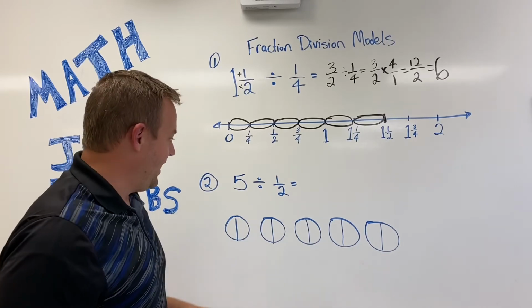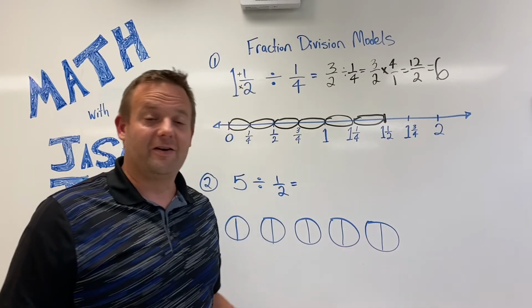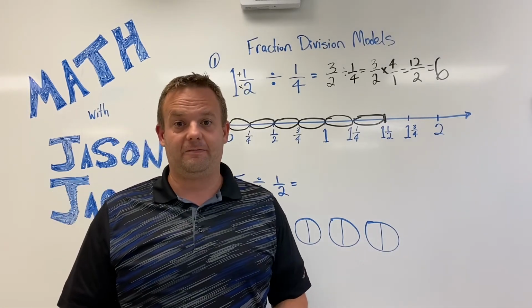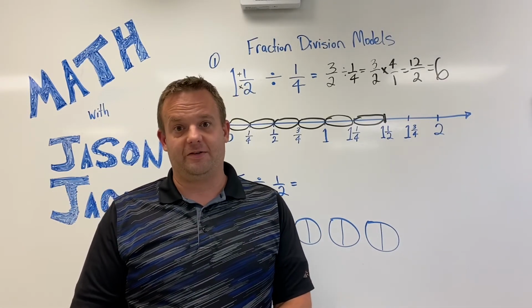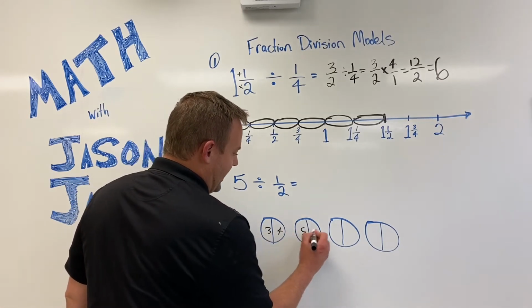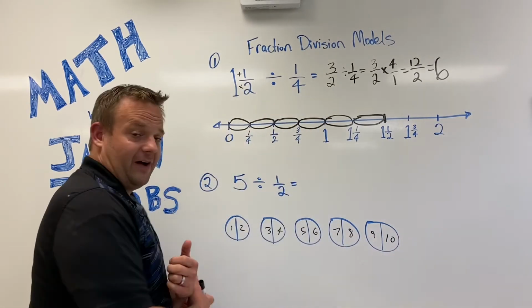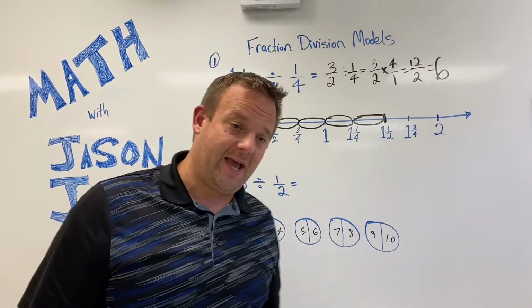Hey, let's do this one. 5 divided by 1/2. Now here we have 5 cookies. 1, 2, 3, 4, 5. And we're going to divide each of those cookies in half. Well, how many halves do you have? Let's see. 1, 2, 3, 4, 5, 6, 7, 8, 9, 10. So 5 divided by 1/2 is 10.